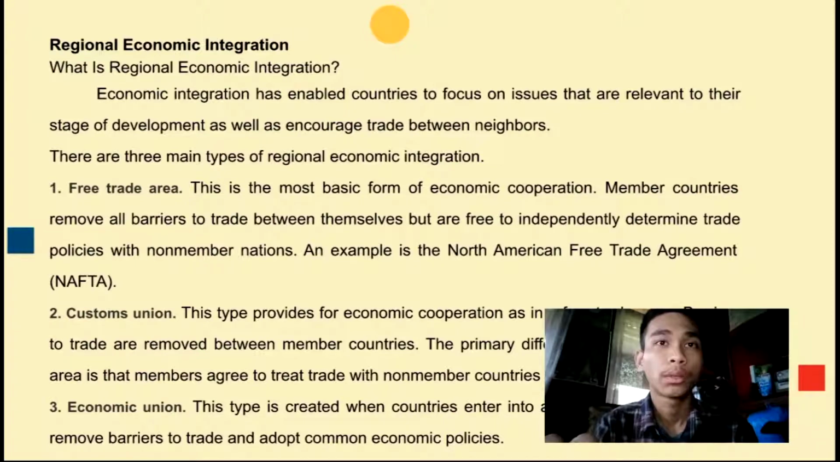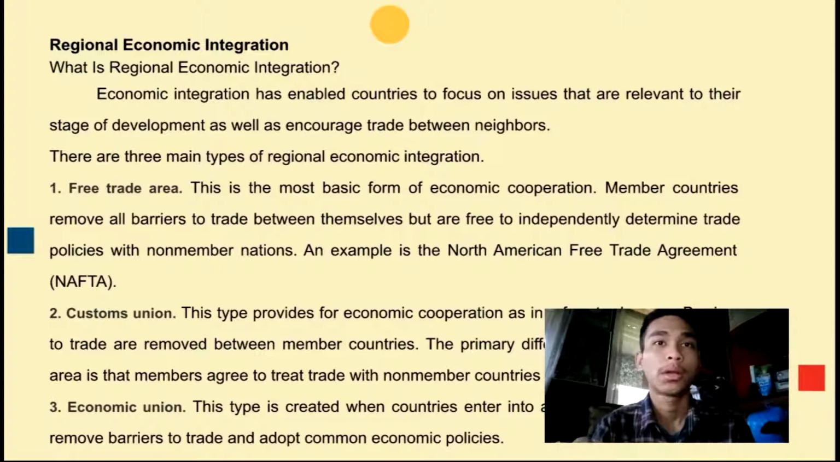2. Customs union. This type of economic cooperation is the same as a free trade area. Barriers to trade are removed between member countries. The primary difference from the free trade area is that members agree to trade with non-member countries in a similar manner.